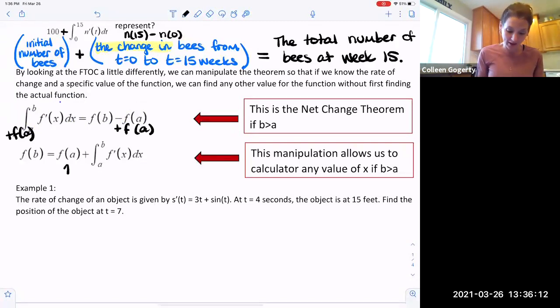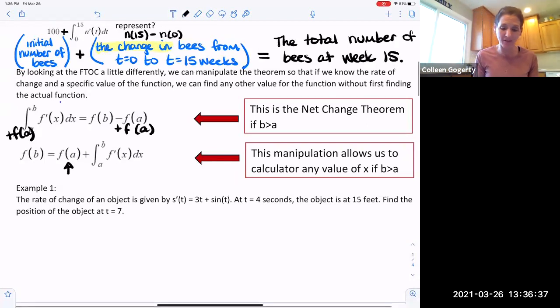So f of a, this is any point, any given information about the function. So in the B problem that we just did, we were told that the population started with 100 bees. So that means at a time of 0, we had 100 bees, right? It was an ordered pair given. What if they would have told us in the problem that after 1 week, there was 108 bees? And maybe that was the information that would have been given here. That would have been fine.